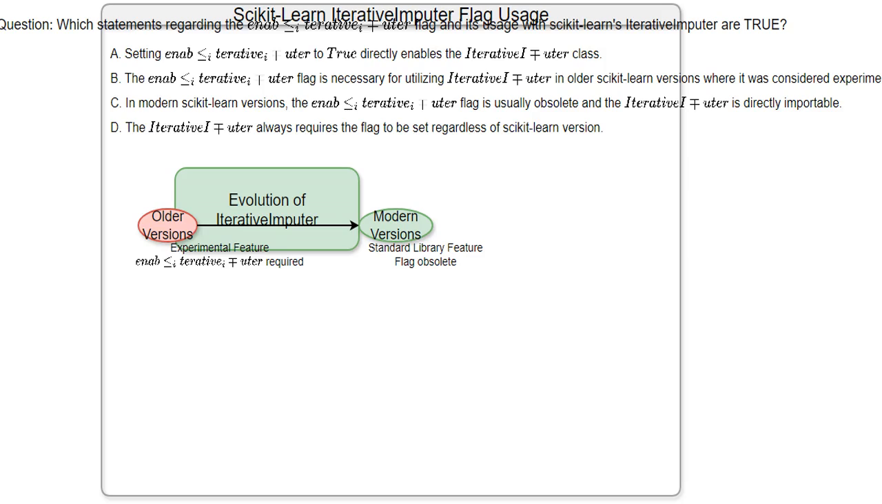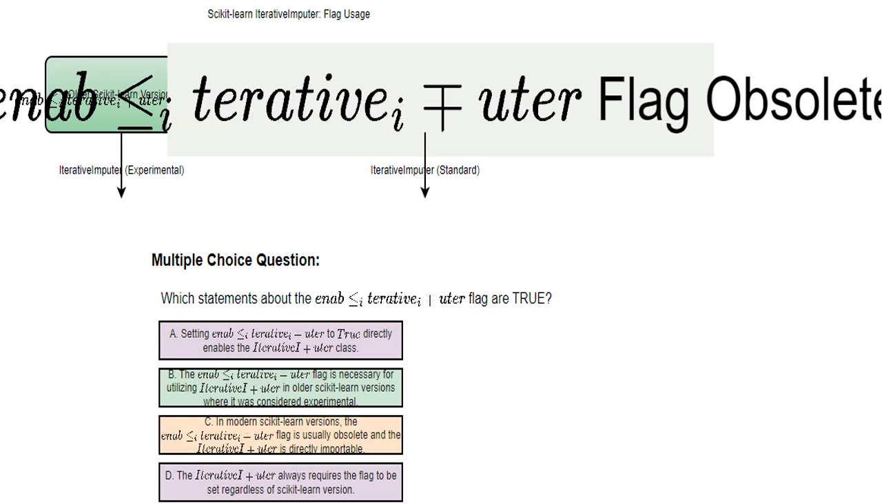This question tests understanding of how to use IterativeImputer in different versions of scikit-learn. It specifically focuses on the historical use of a flag to activate the class. I am explaining what the question is about. The focus is on whether you understand how the IterativeImputer has changed over time within the scikit-learn library. Specifically, I'll discuss the role of the special enable_iterative_imputer flag. I'm presenting a multiple choice question to test your understanding of the IterativeImputer in scikit-learn. We'll explore how its usage has changed over time.